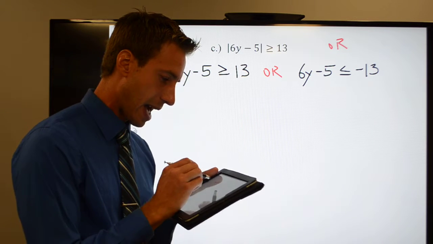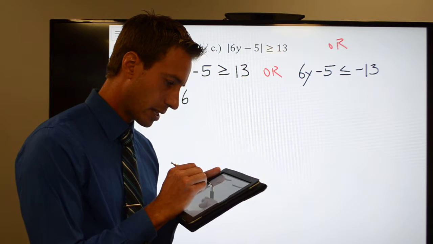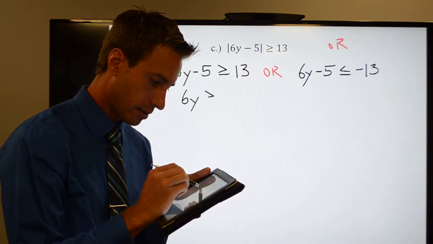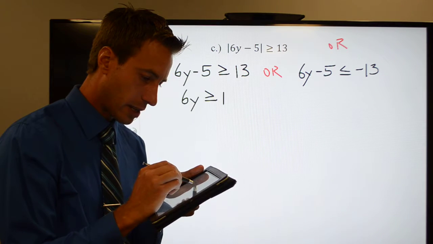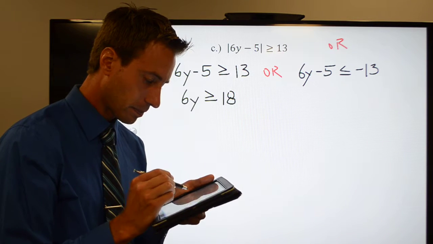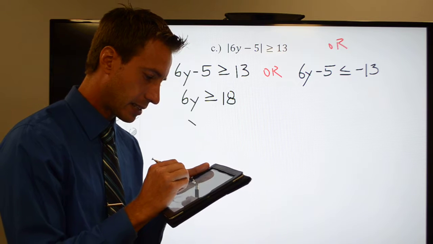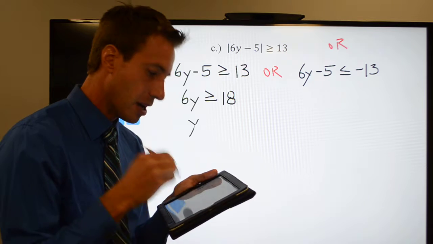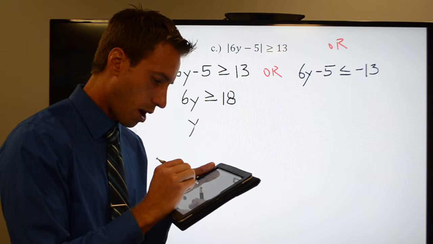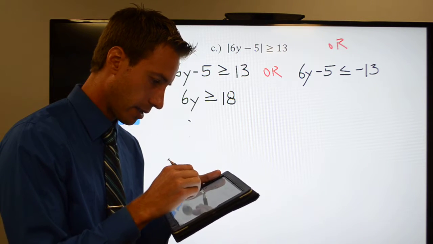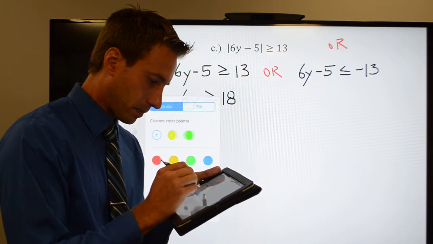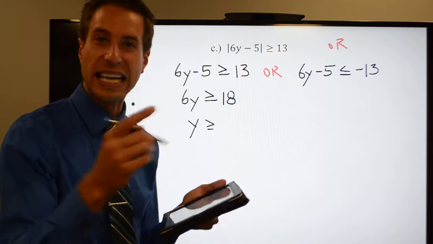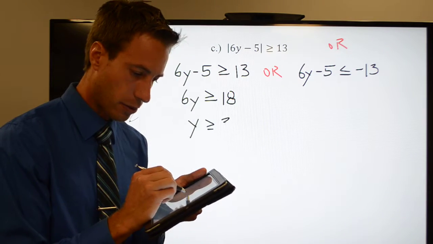So let's go ahead and do that. First, I'm going to need to add 5 to both sides. 13 plus 5 should give me 18. Divide both sides by 6. I'm dividing by a positive 6, so I don't need to worry about flipping the inequality. So y, hang on, let me fix my y. Y is greater than or equal, 18 divided by 6 should be 3.